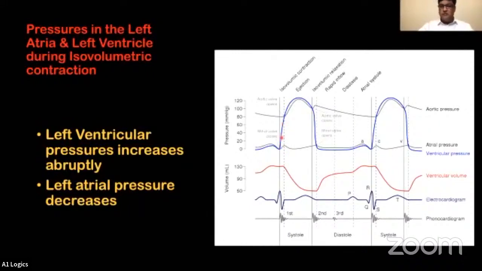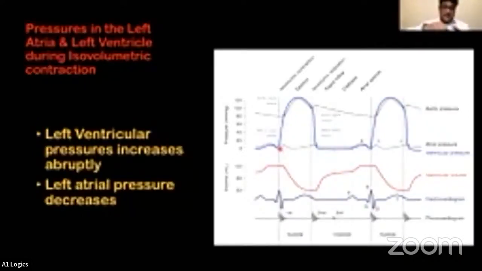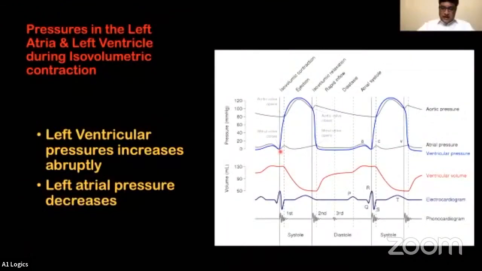But what happens to the left atrium? The left atrial pressure decreases. Obviously, when the pressure is being increased in the ventricle, the atria has to relax. So if you see in this, though there is a slight increase just because during diastole, the blood is trickling into the atrium, and slowly the volume and the pressure starts increasing, and you can see a small increase during the isovolumetric contraction.